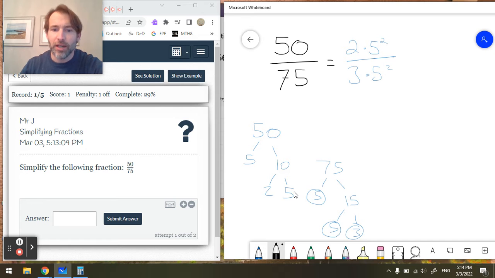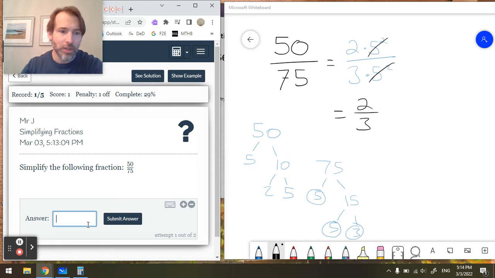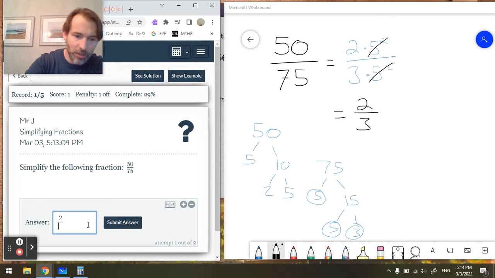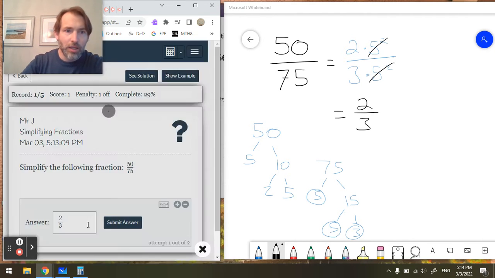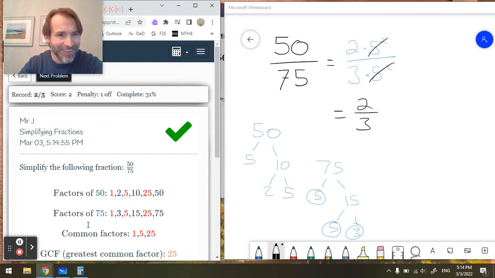And so when I simplify this, that will cancel, that will cancel, and I'm left with 2 over 3. That's equal to 2 over 3. Okay, so when I put in 2/3 here, it tells me I'm right. Okay, there we go.